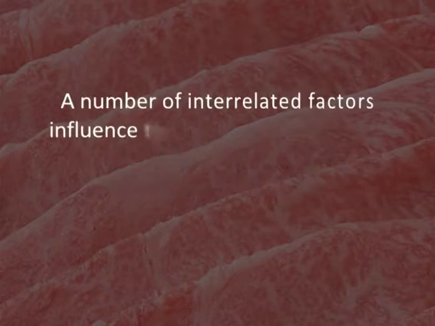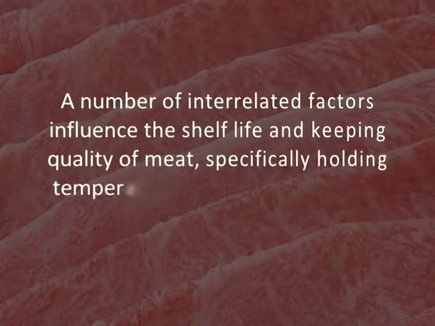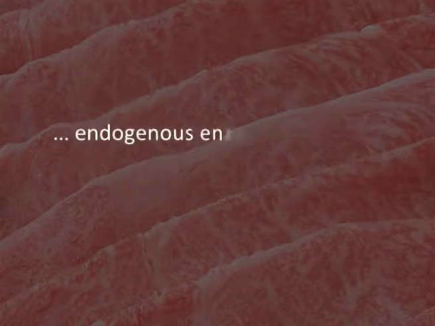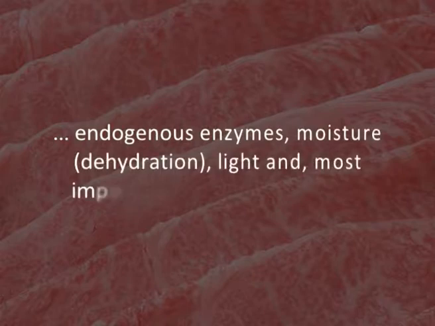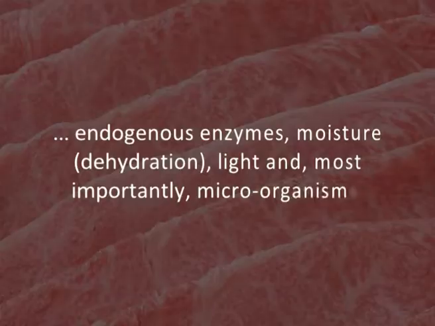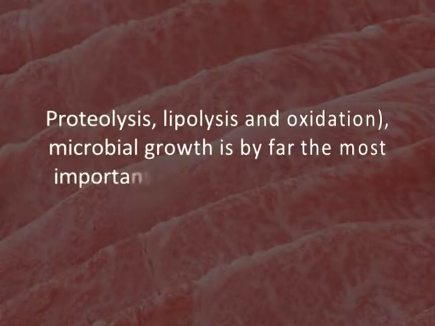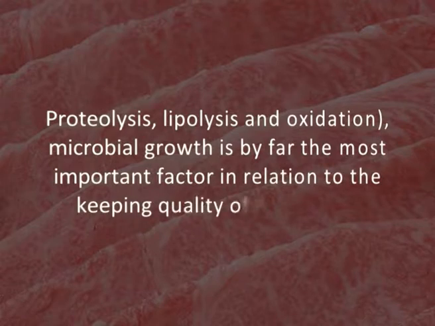A number of interrelated factors influence the shelf life and keeping quality of meat, specifically holding temperature, atmospheric oxygen, endogenous enzymes, moisture, dehydration, light and, most importantly, microorganisms. All of these factors, either alone or in combination, can result in detrimental changes in the color, odor, texture and flavor of meat. Although deterioration of meat can occur in the absence of microorganisms, for example proteolysis, lipolysis and oxidation, microbial growth is by far the most important factor in relation to the keeping quality of fresh meat.